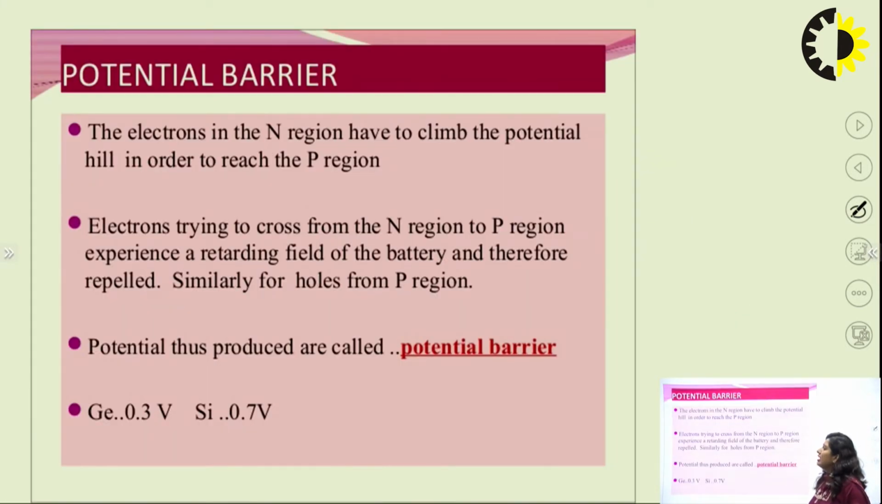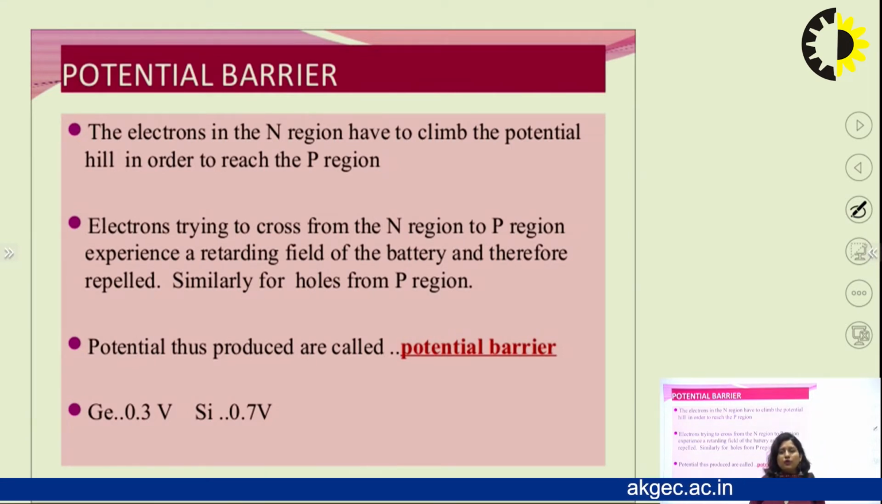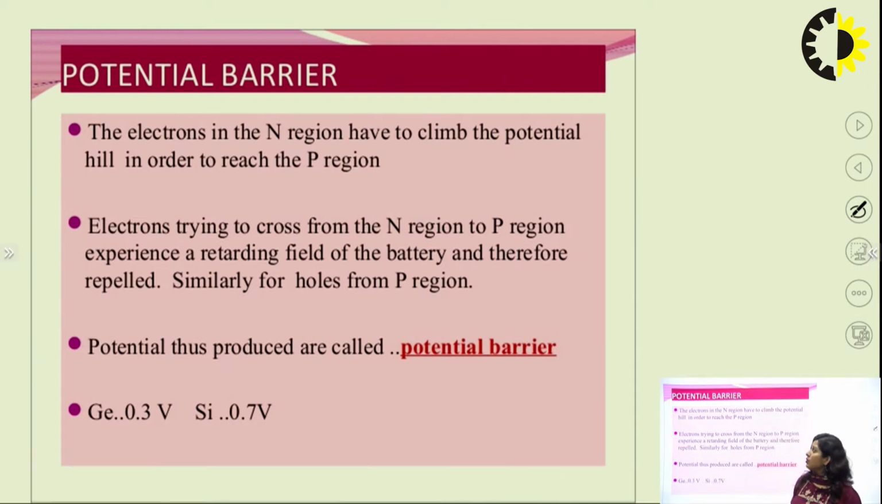So next we have the potential barrier. As we discussed how the forward biased and reverse biased characteristics work, and what the role of the potential barrier is: if the potential barrier is very high, the movement of electrons and holes from one side of the diode to the other side will be hampered.